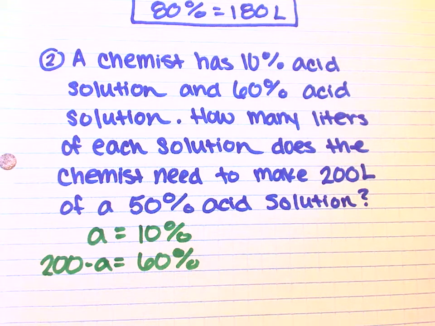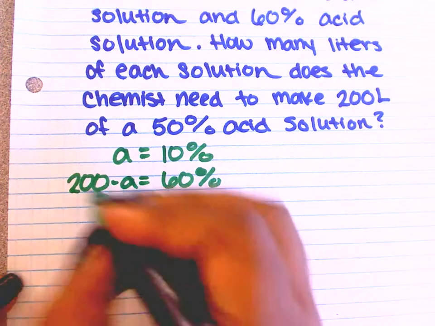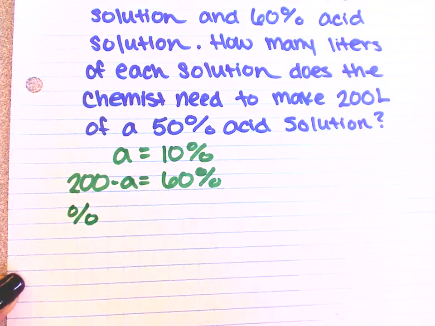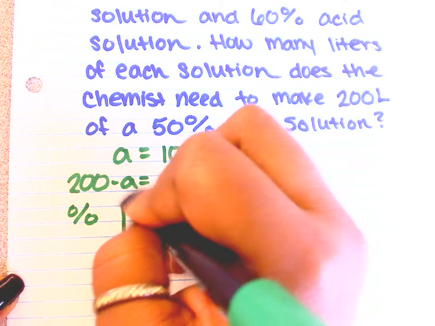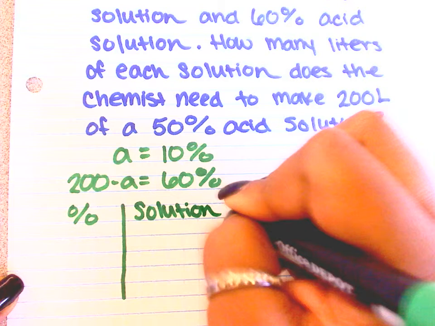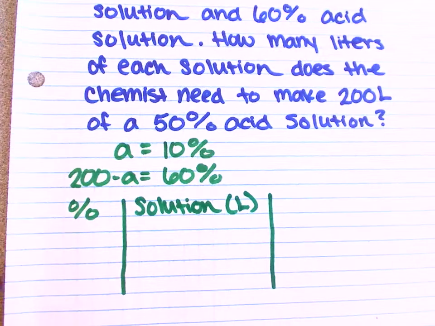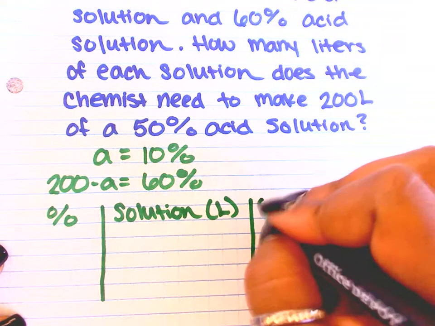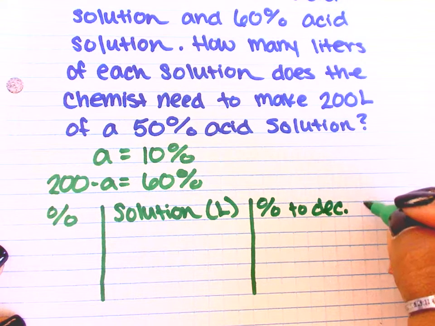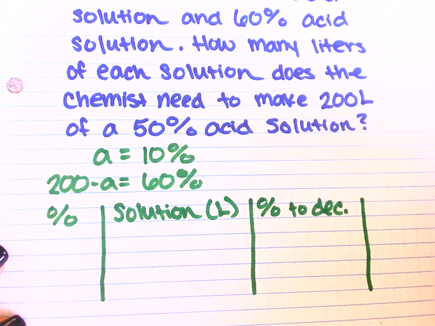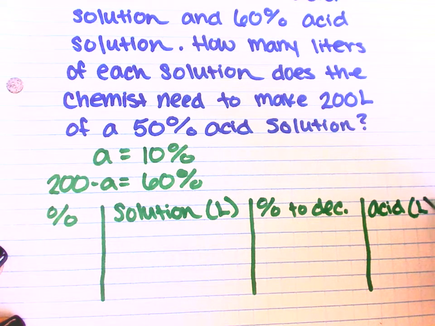So therefore, second step, make a chart. So let's do it again, percent. And you want the solution in liters, which is what we're trying to figure out. You want the percent as a decimal. And lastly, we want how much acid in liters.